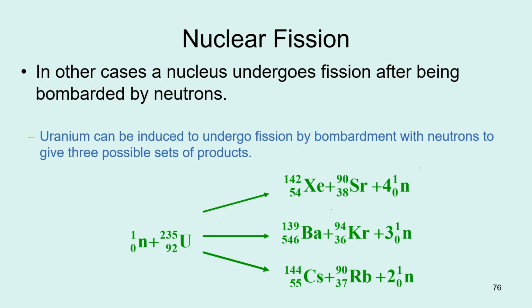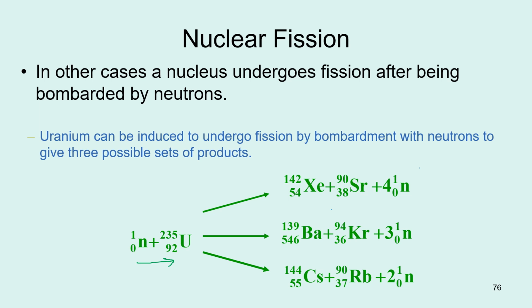Oftentimes, you can create a nuclear fission by starting the reaction by bombarding the nuclear material with neutrons. So uranium, for example, can be induced to undergo fission by bombarding it with neutrons. Here are 3 different possible tracks. You take a neutron, and it's not a simple thing. You've got to get it moving really fast. But if you bombard uranium with a neutron, it can then break apart.